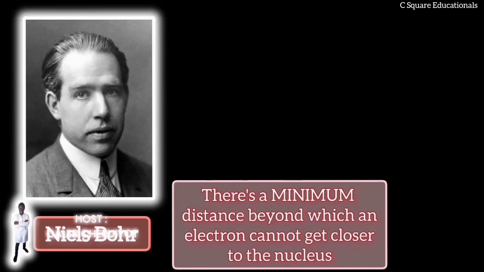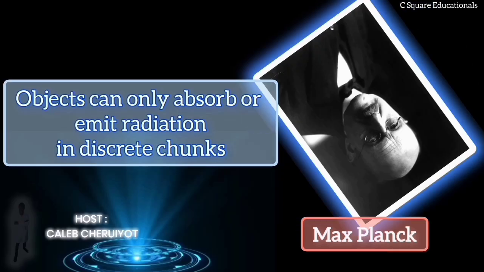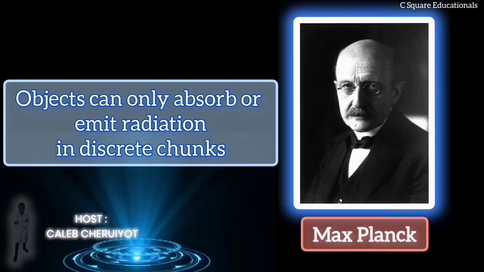Bohr's ideas were not just mere speculations. They were built on the work of German physicist Max Planck, who had proposed the quantization of radiation emission a little over a decade earlier. According to Planck, objects could only absorb or emit radiation in discrete chunks, not in any arbitrary value. These discrete chunks were characterized by a constant known as Planck's constant, which had units akin to angular momentum. Bohr adopted this concept and applied it to electrons orbiting a nucleus.